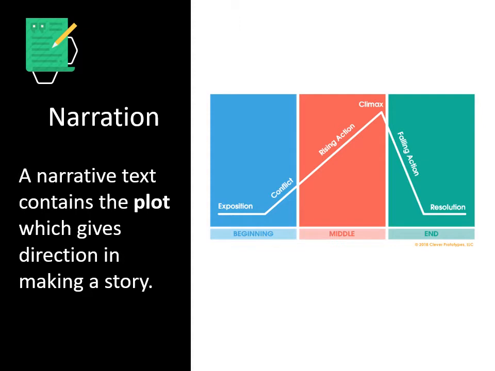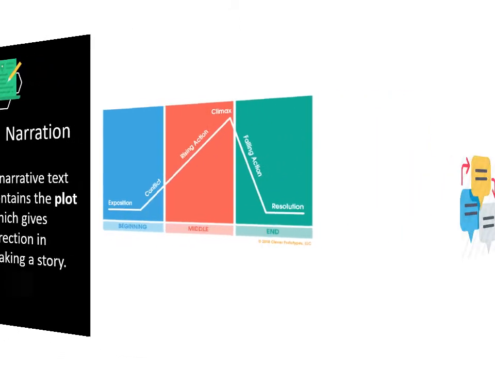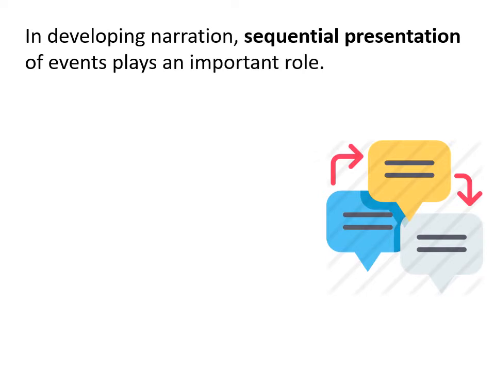Remember that it has to be in chronological order, since it follows a plot. We have here the illustration of a plot: beginning, middle, and end. What else do we have to know about narration? In developing a narration, sequential presentation of events plays an important role. When we say sequential presentation, it means the order of events in the story, or the order of events that you are telling or narrating in your paragraph.